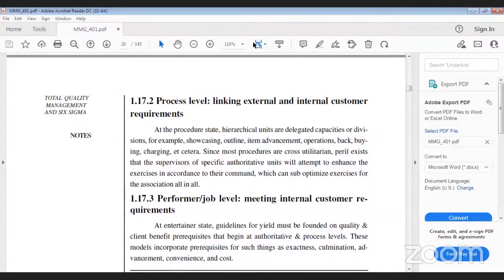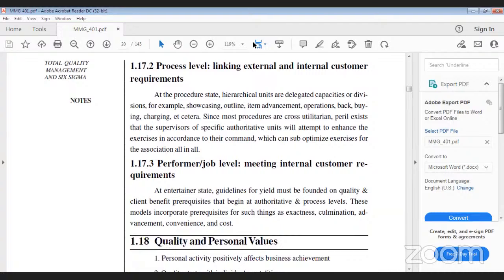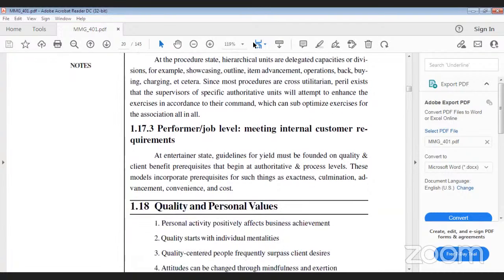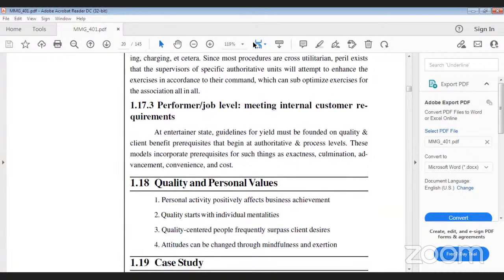There are some values of quality and personal values also here. There are four types of it. Personal activity positively affects the business achievements here.